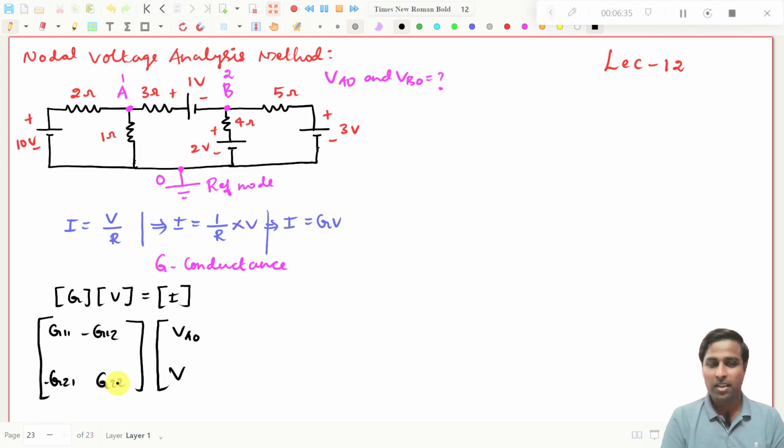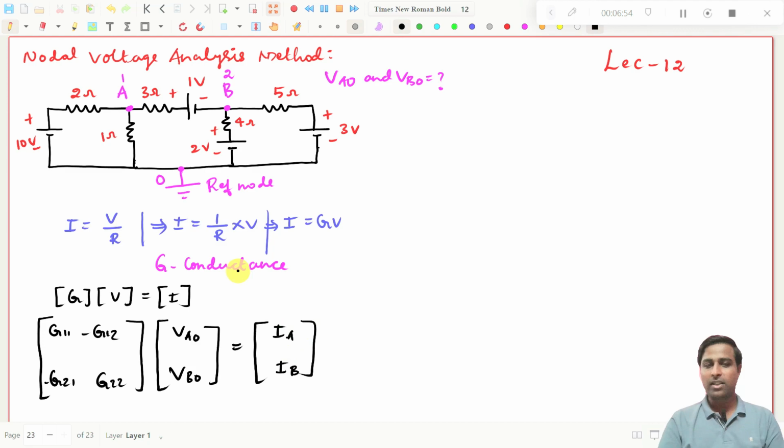VAO, VBO. We need to find the first node voltage and the second node voltage, right? Now, this should be equal to IA and IB. What is the current in node A? What is the current in node B? That you need to find here, right?